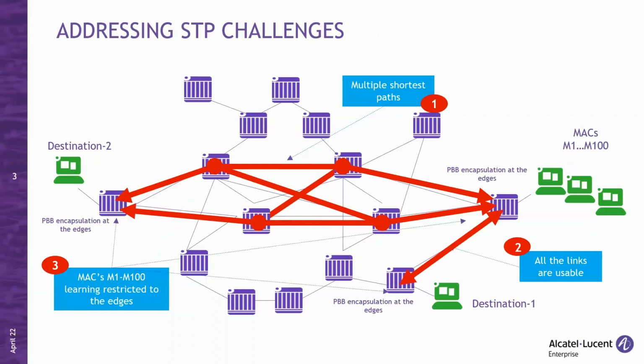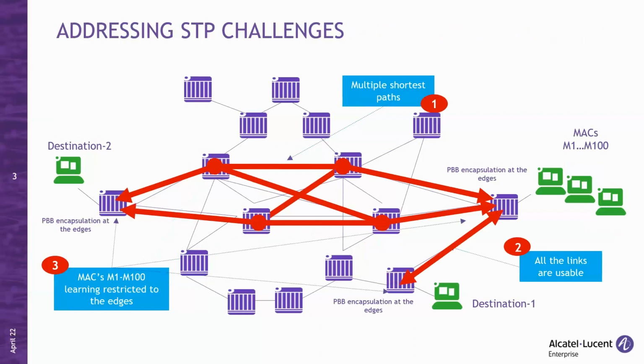SPB solves all these problems. Firstly, in SPB, there is not a single tree with a single root. There are multiple trees. Every node is the root of its own tree, and for that reason, no links are disabled and traffic between client devices connected to any pair of nodes will traverse the shortest path. That is to say that there are multiple load balancing paths with optimal throughput and latency.